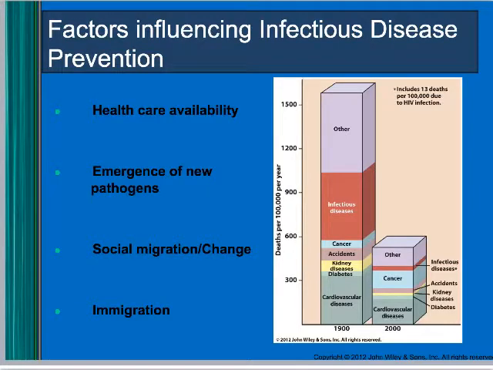Okay, now this is just an interesting graph, I think, and it's not really up to date, but it is factors influencing infectious disease. So how do we prevent them? So some of the things that influence it are that more healthcare is available, there can be new pathogens, there can be migration, and immigration can bring disease in.